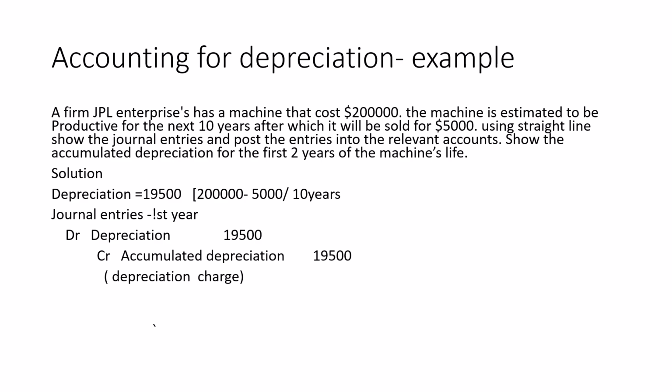So the solution will be, depreciation will be equal to 200,000 minus the salvage value, which is 5,000, and then you divide by the number of useful years, which is 10 years. And then we get depreciation equals 19,500. So we are going to debit the depreciation account with 19,500 and credit the accumulated depreciation with a similar amount. And the narration will be, it is a depreciation charge.